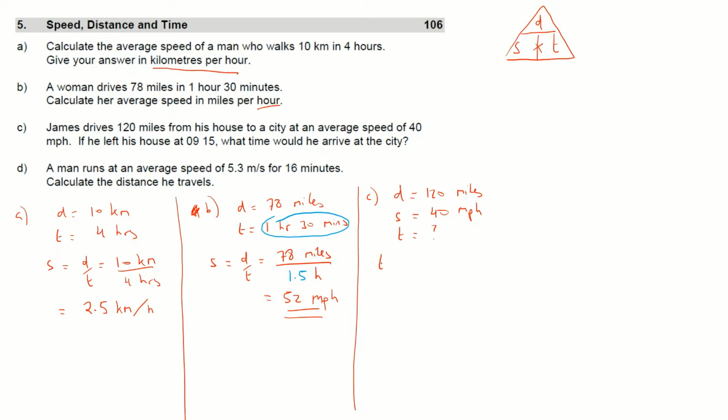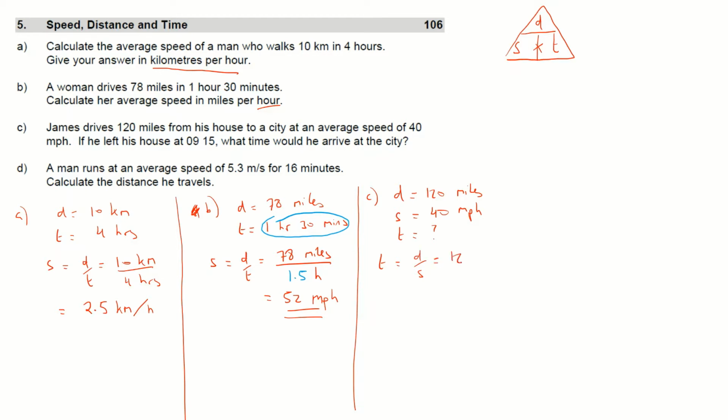Now, if you look at the triangle, remember the trick here: if you're trying to find time, then cover up the T with your finger, your pen, or wherever. If you cover up the T, I'm not sure I can do this here, can I? No, I can't. If you cover up the T, you'll see that you end up getting D over S. So time is distance divided by speed.